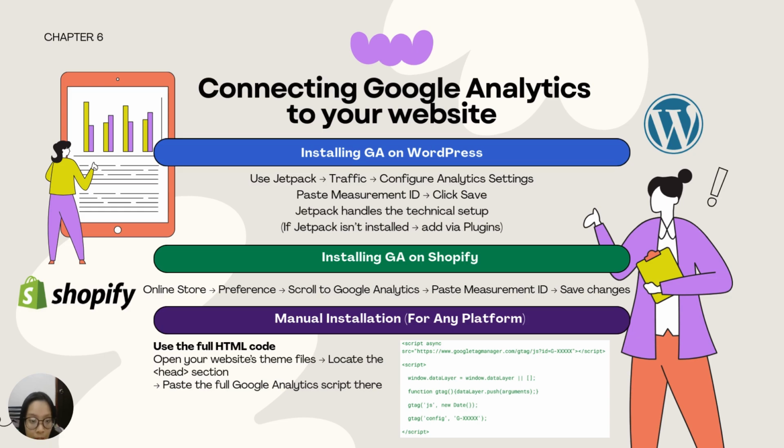Then you click save. And on Shopify, you go to online store preferences, then scroll down to the Google Analytics account. This is where we will insert the Google Analytics ID. So that is how you install Google Analytics tags on both Shopify and WordPress, which is the easiest way to install.